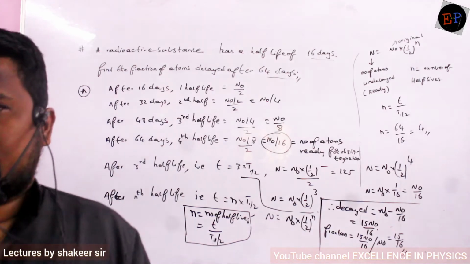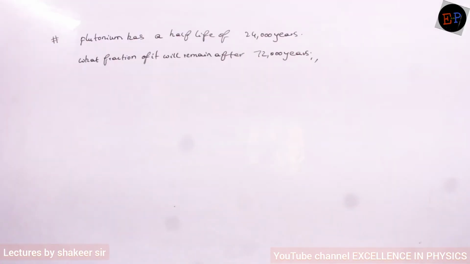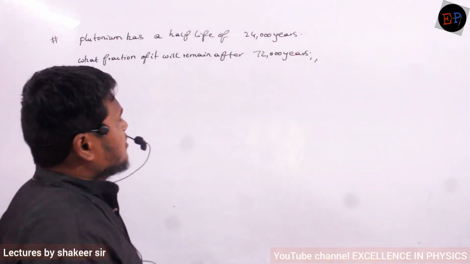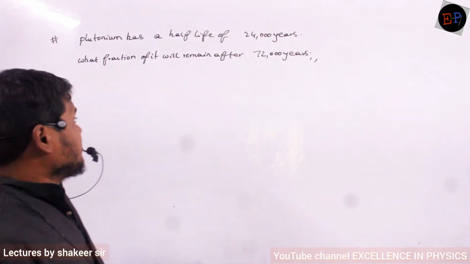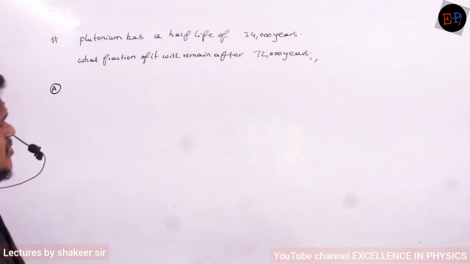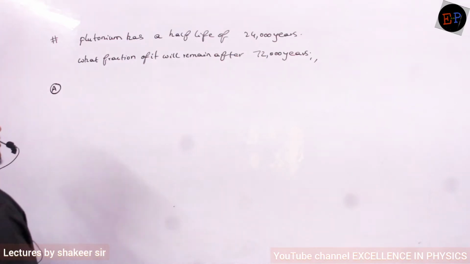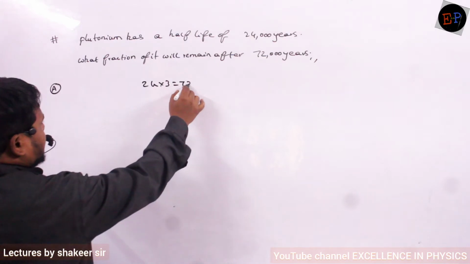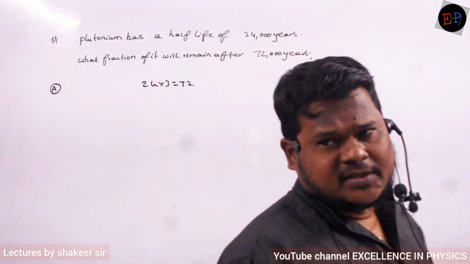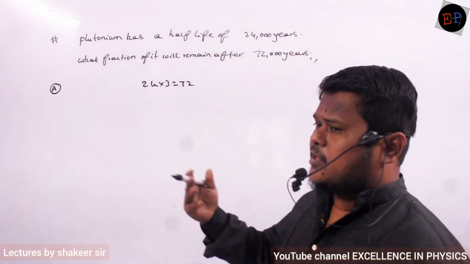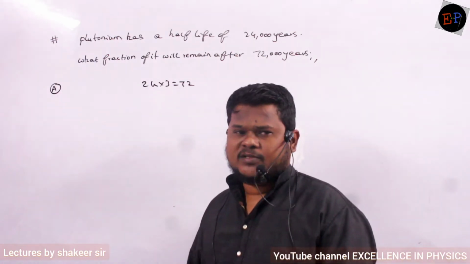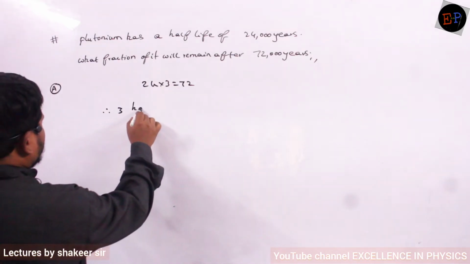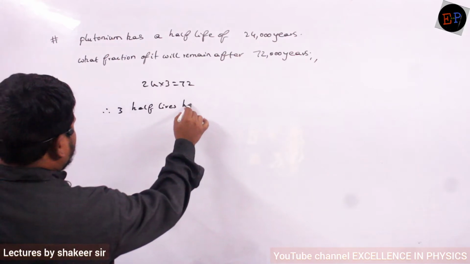So once again when you go through this problem. Okay, next is the given question. Plutonium has a half-life of 24,000 years. Then what fraction of it will remain after 72,000 years? Okay, very simple. So 24 into 3 is 72, no? 24 threes are 72. It means that 3 half-lives are completed. So therefore, I can say 3 half-lives have completed.